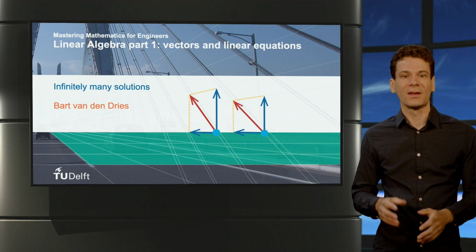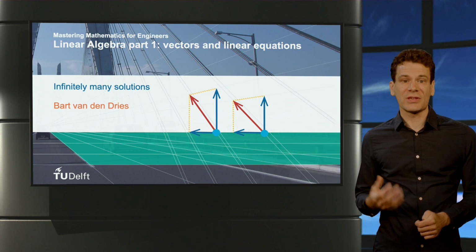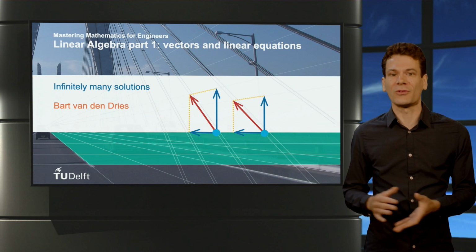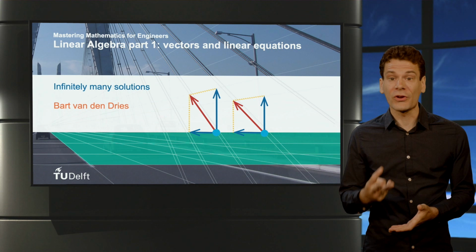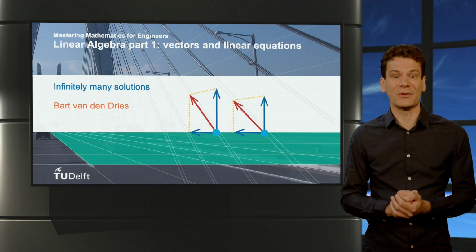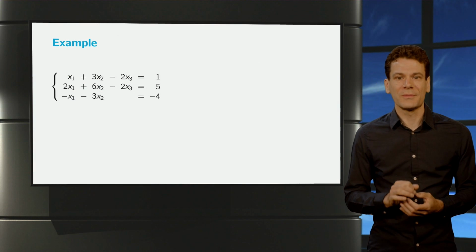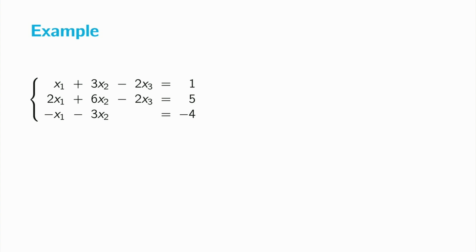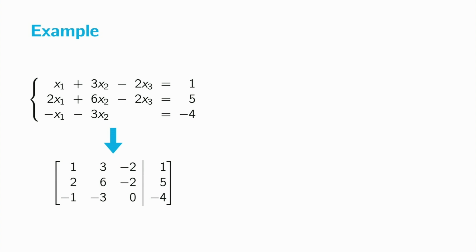Welcome back. We have now seen that a system of linear equations can have one solution or no solutions at all. But there is a third option, as you will see in this video. Let's have a look at this system here. We rewrite it as an augmented matrix, and as you have seen in the exercise, we can then row reduce it to this echelon form.